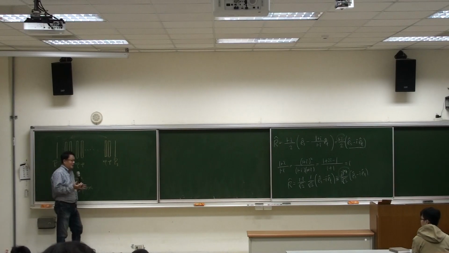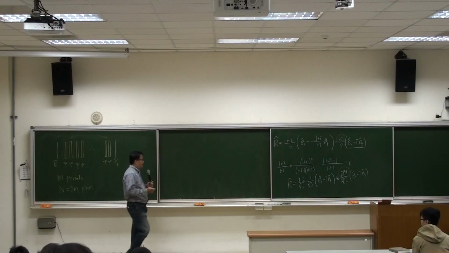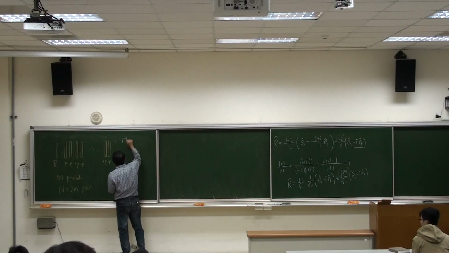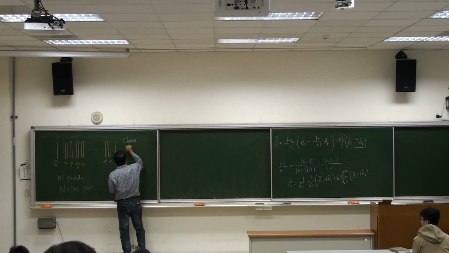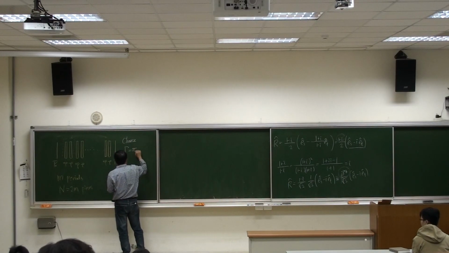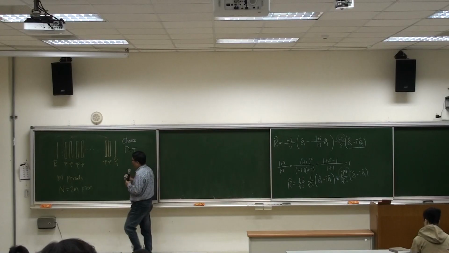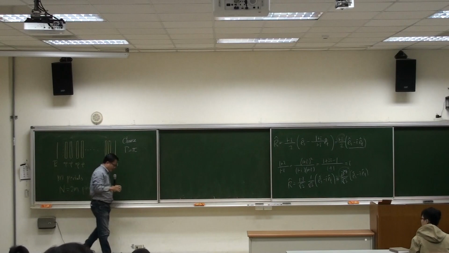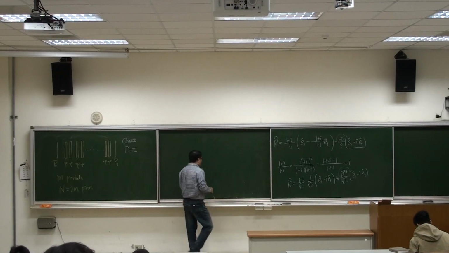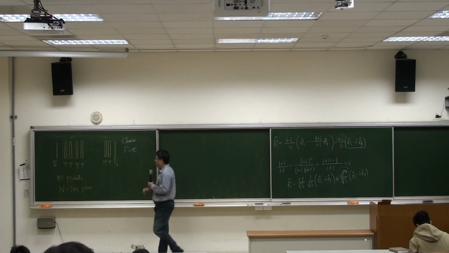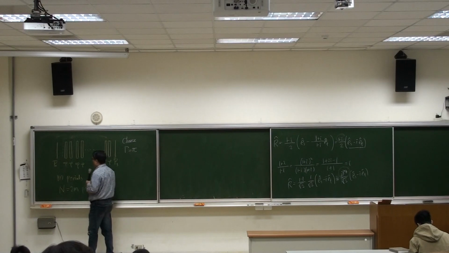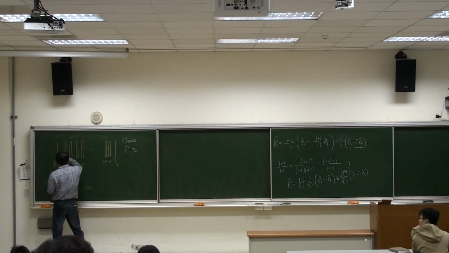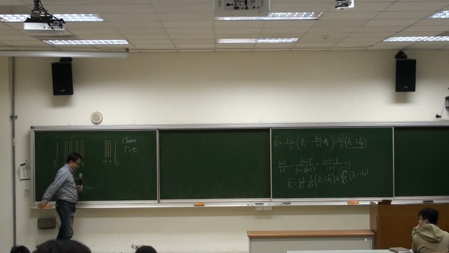Now we discuss a very special situation. If we choose gamma to be pi, suppose each piece of the wave plate is a half wave retardation plate. Then what would be the result of this device?